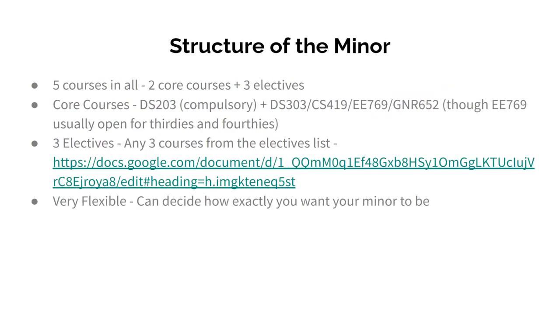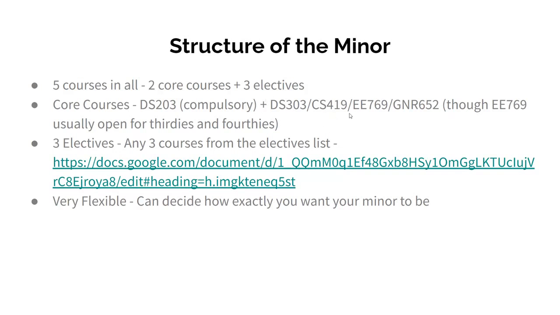Cool. Moving along. Coming to the structure of the minor, all in all, this minor is super flexible. As with any minor, you need to complete 5 courses in all. Of those, there are 2 core courses and 3 elective courses, which you need to do from this given list. The 2 core courses are DS203, Programming for Data Science, and any one introductory machine learning course. You can choose either DS303 or CS419.